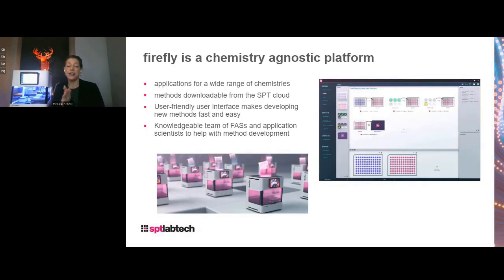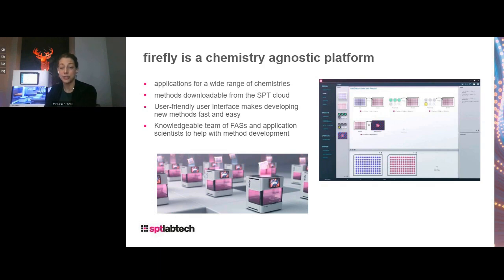And to wrap up, the Firefly is a chemistry agnostic platform. We've developed and optimized methods for multiple library prep kits, which can be found on our community cloud and are free to download by any of our users. We don't charge per script. And like I said earlier, the instrument was designed for scientists.